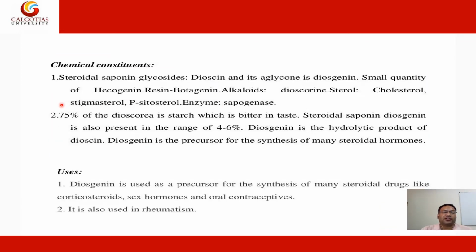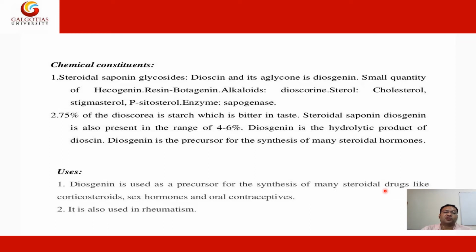Chemical constituents: it contains steroidal saponin glycoside dioscin and its aglycone diosgenin, a small quantity of yamogenin, resin, botogenin, alcohol, dioscorine, sterols, cholesterol and stigmasterol, beta-sitosterol, and the enzyme sapogenase. 75% of the Dioscorea is starch, which is bitter in taste. Steroidal saponin dioscin is also present in the range of 4 to 6%. Diosgenin is the hydrolytic product of dioscin.